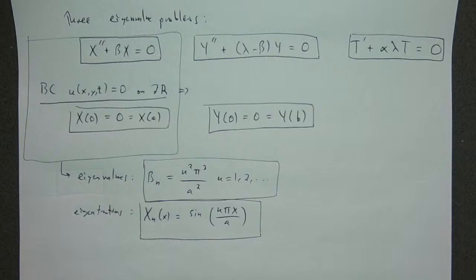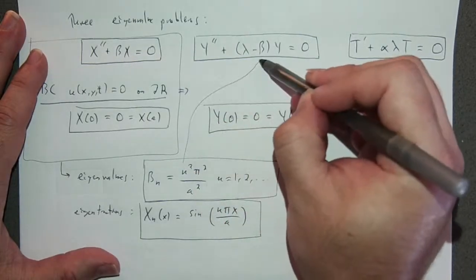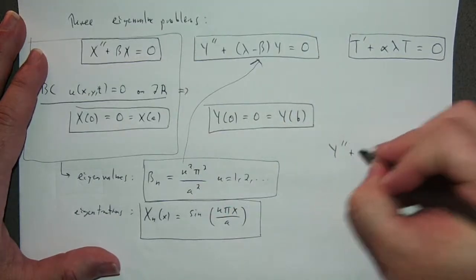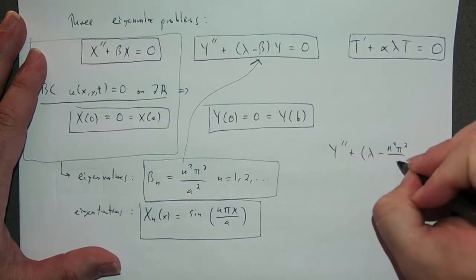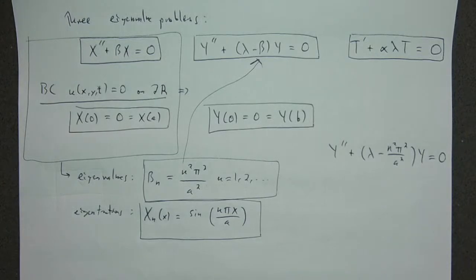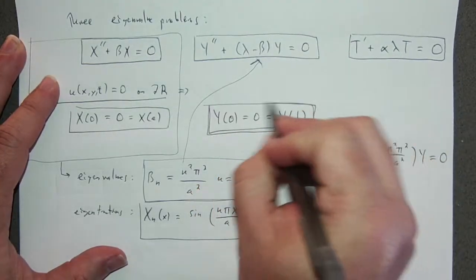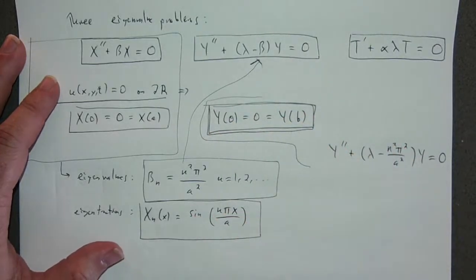Now, what do I do? Well, I do the thing that I always did, right? I have eigenvalues now. I put these eigenvalues into this eigenvalue problem to get y double prime plus lambda minus n squared pi squared over a squared times y is equal to 0. And so I am going to be able to solve this with Dirichlet boundary conditions, right? And what do I get? Let me circle this. Maybe let me use a different color.